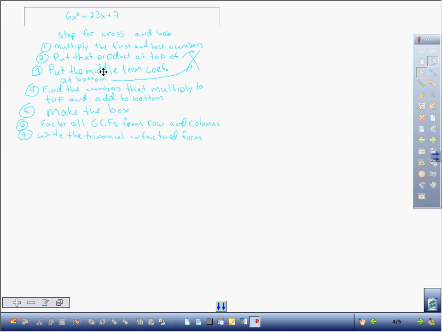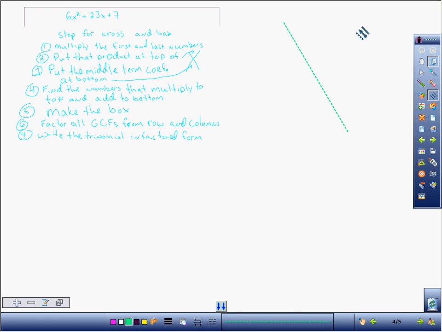Okay. So I'm going to do this with 6x squared plus 23x plus 7. So the first thing I'm going to do is make the cross here. There we go. Cross. And what goes at the top of this cross? Multiply the first and last numbers. 6 and 7. What goes up here? 42. 42. Okay?